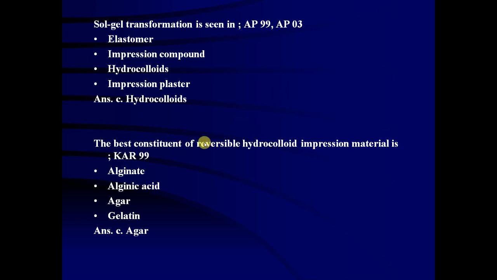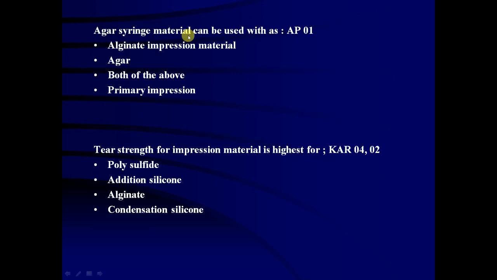because it is a reversible hydrocolloid, not irreversible. Agar syringe material can be used as alginate impression material, agar, both. I have told you it is used in both of the above: alginate impression material also and in agar also. Tear strength for the impression material is highest for polysulfide, addition silicone, alginate, or condensation silicone. It is polysulfide.